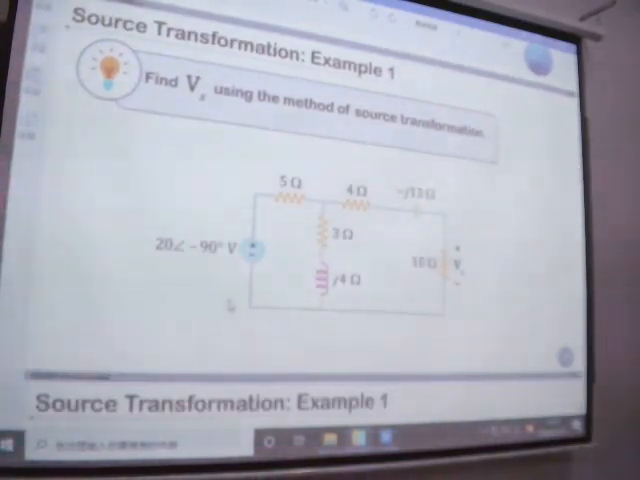Okay, now we're using the source transformation to solve some circuits. Please look at example 1. Do you want a break? Okay, 5 minutes break. I'm tired.